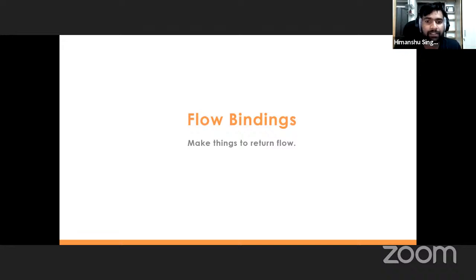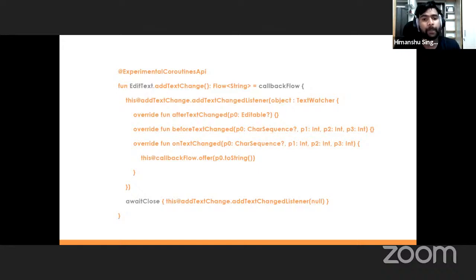So flow bindings are basically the part where we convert any bindings to flow, making these things return a flow. Let's say we have this add text change listener, which has a text watcher, and it implements a couple of functions, right? After text change, before text change, on text change. Till now, what we have been doing is edit text dot, and then we call this add text change listener, and we implement all of these, right?